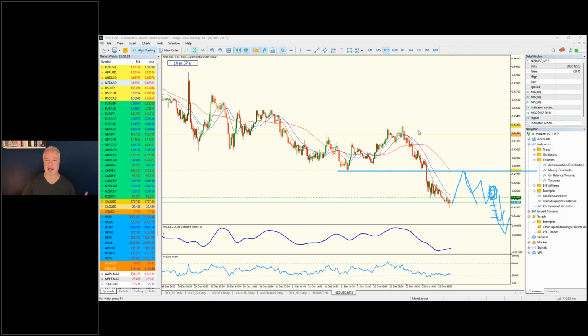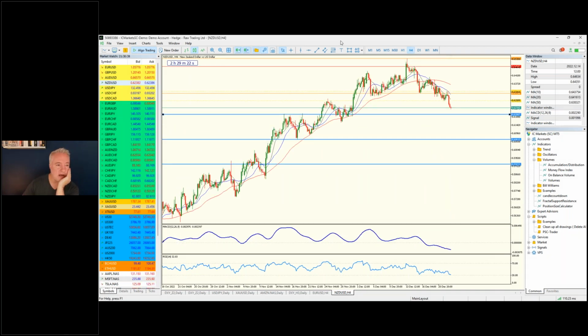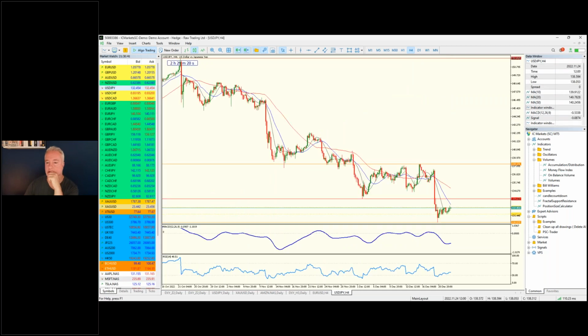So I'm planning a potential trade for tomorrow. I'll see how the day goes. If I can do it and I can record it, I'll record it, and then I'll put it on YouTube and then tell you guys about it. But I like it. Kiwi dollar is good. And then we've got dollar yen. So let's move across to dollar yen.